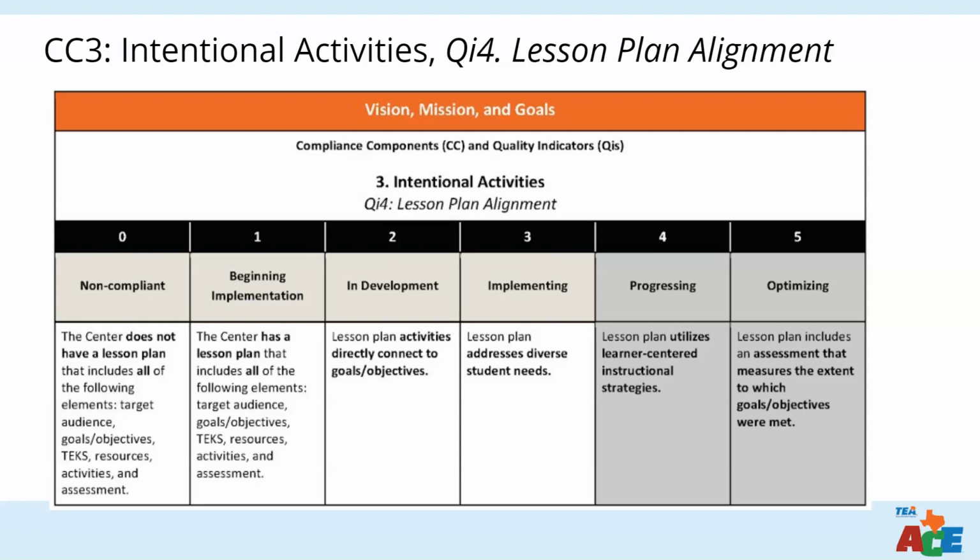Intentional activities is unique in that there are a number of required elements listed for the compliance submission. To be in compliance, the center must provide a lesson plan that clearly states the lesson's target audience, goals and objectives, the TEKS addressed, resources used, activities students engage in, and the associated assessments. Let's consider each of those elements one by one.